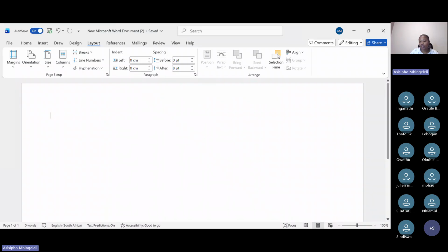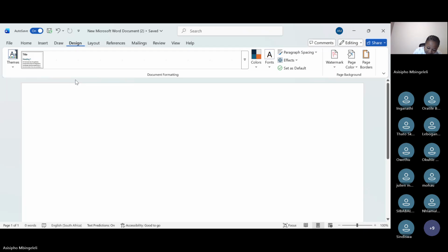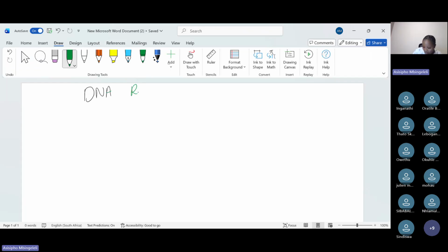Let's start. So we are doing DNA replication and now I'm running out of time. So this is what we're going to have: DNA replication. Okay, so what is the main goal here? Our main goal is to make a copy of DNA. And where is this whole process taking place in terms of location? It is taking place in the nucleus. When exactly is it taking place? It will take place during interphase.